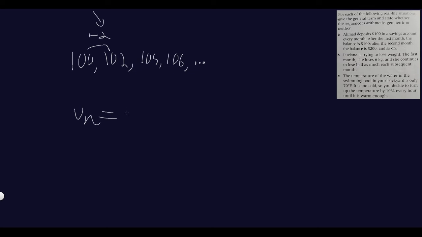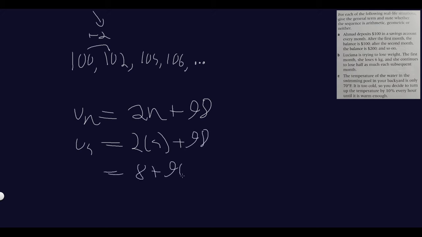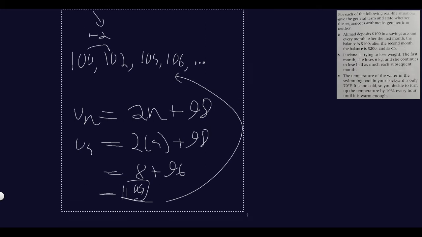So in our case, it would be un equals 2 times n plus the remainder, which would be, in this case, 98, 100 minus 2. Now, let's see if that really works. Let's configure it to u4. So 2 times 4 plus 98 equals, well, let's do the math here. That would be 8 plus 98, which would give us an answer of 106. Well, guess what? This answer corresponds to this, meaning that we have done a correct job of establishing the equation. So this is a very simple example.